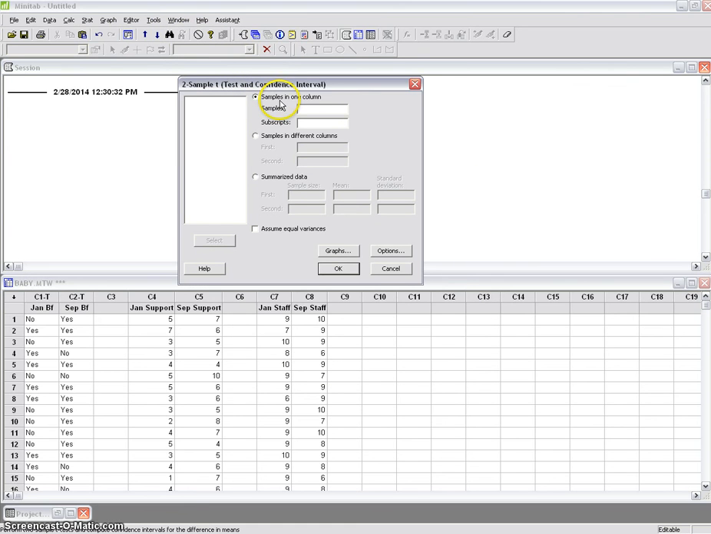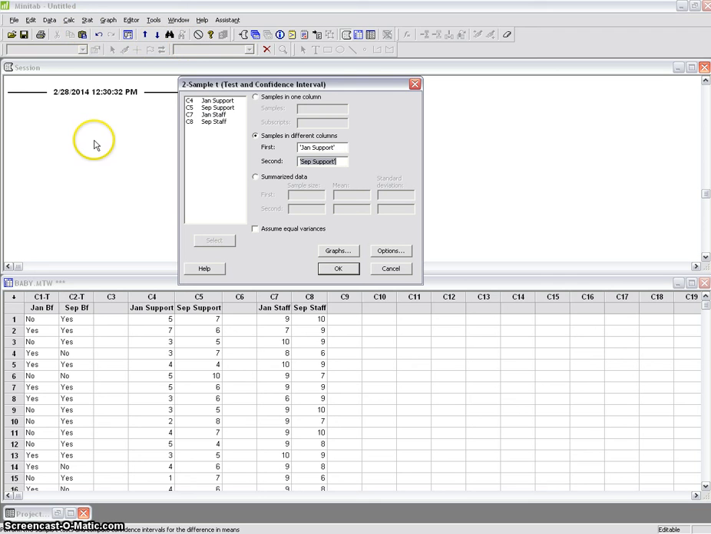The information is not available in one column. These samples are in different columns. The first column is the January support, right? That's for the first mean. That's where we want to get the mean ratings of the January support. In the second column, we have September support.